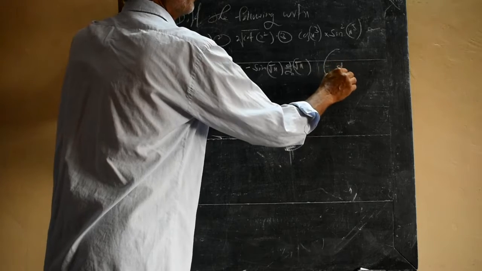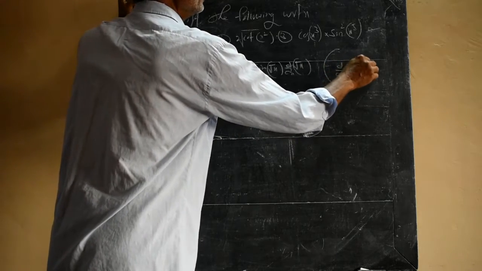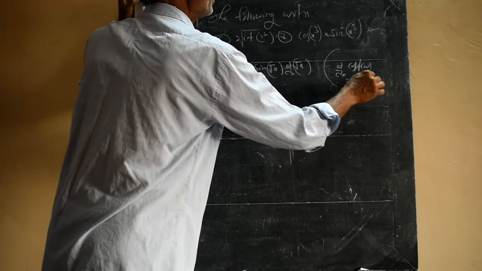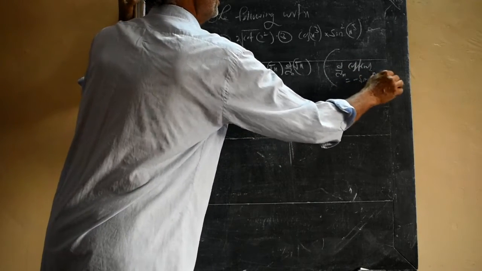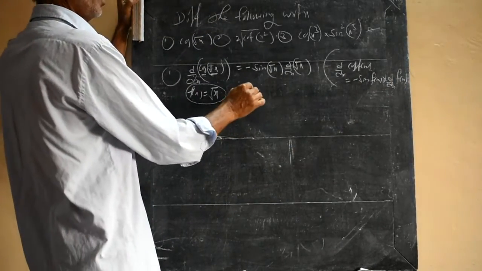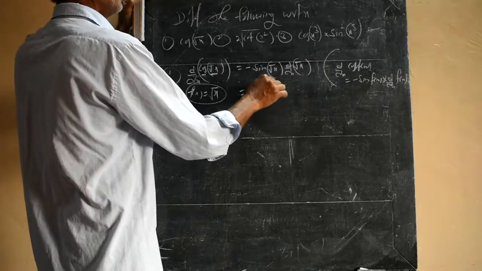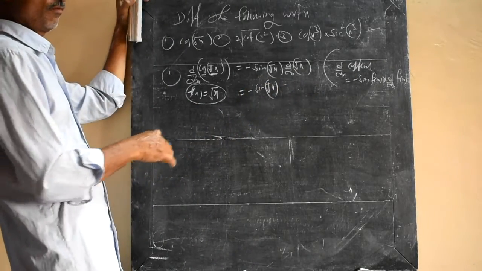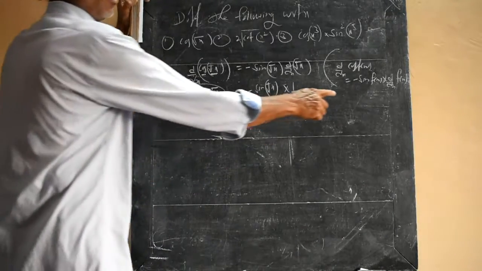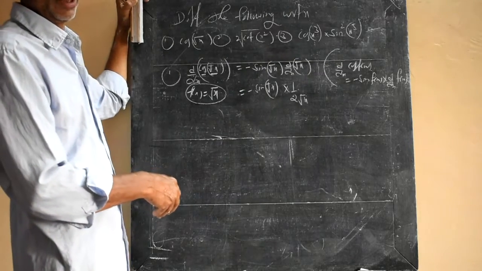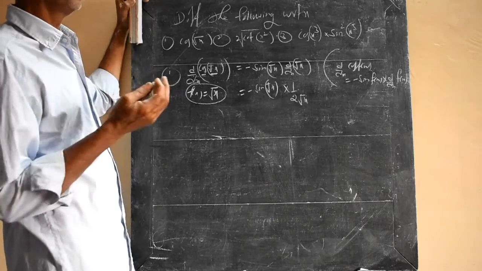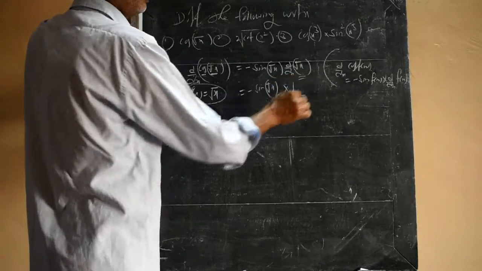d by dx of cos f of x is equal to minus sin f of x into d by dx of f of x. That equals minus sin root x into the differentiation of root x, which is 1 by 2 root x. I am not writing it out because d by dx of root x is 1 by 2 root x; it is in the earlier video. You can revise the video if any clarity is not there for you.